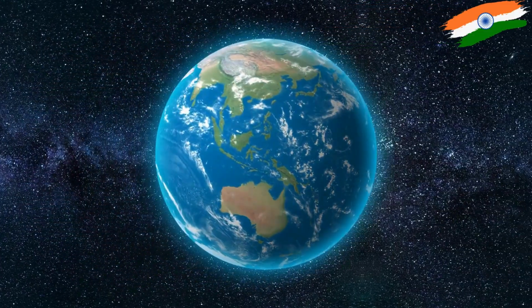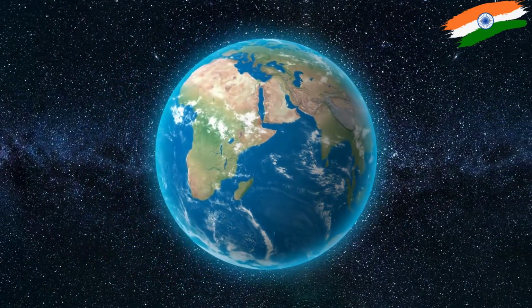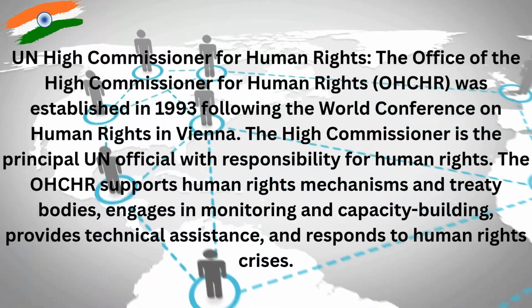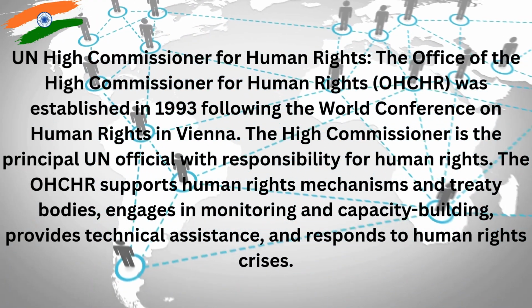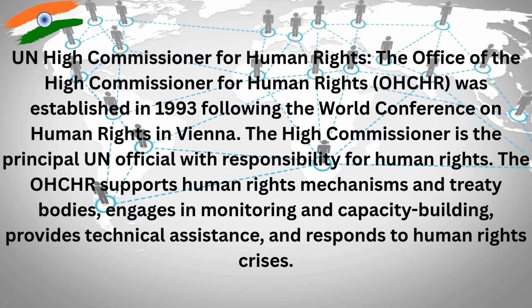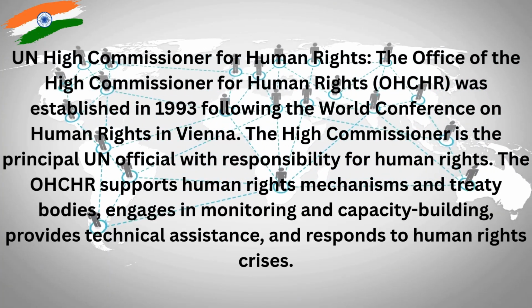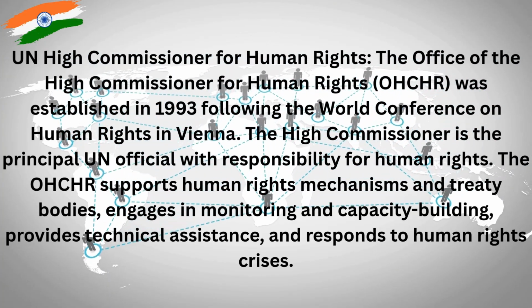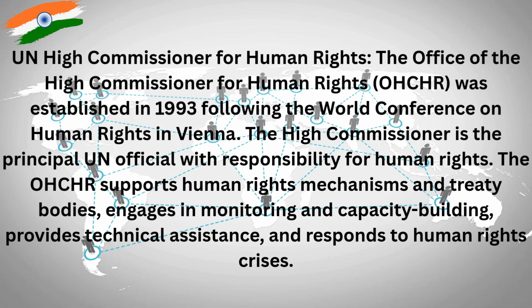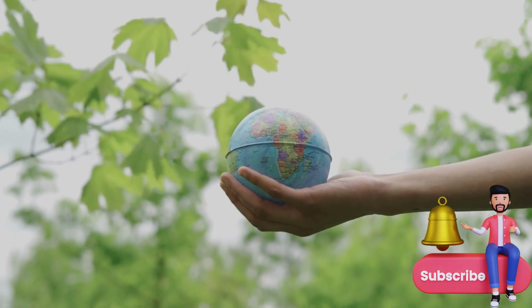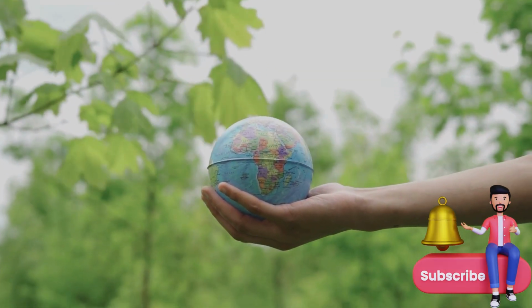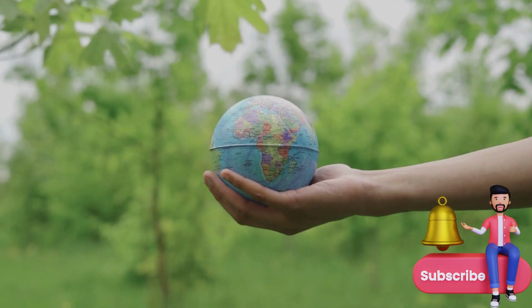UN Human Rights Council. Established in 2006 to replace the Commission on Human Rights, the Human Rights Council is the principal intergovernmental body responsible for promoting and protecting human rights worldwide. It undertakes the Universal Periodic Review, UPR, of the human rights records of all UN member states and appoints special rapporteurs and working groups to investigate and report on human rights issues globally.